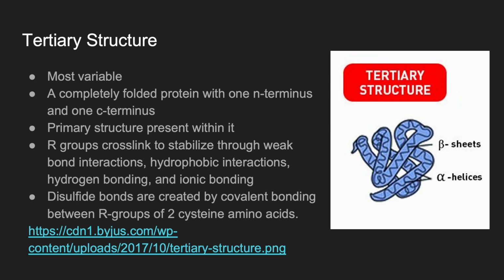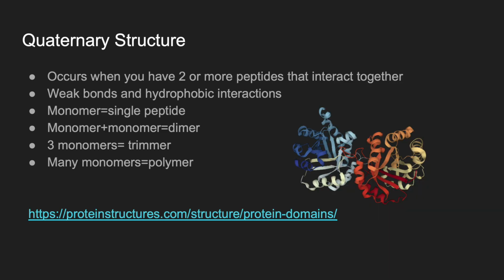On the right of this image, we are able to see a tertiary structure. We can see beta sheets and alpha helixes. Quaternary structure is the final structure we will talk about in this lecture. This occurs when you have 2 or more peptides that interact together. Weak bond and hydrophobic interactions cause this.